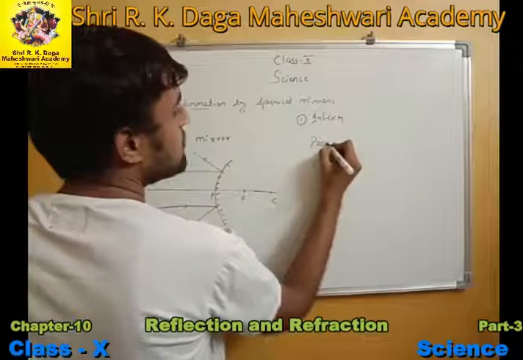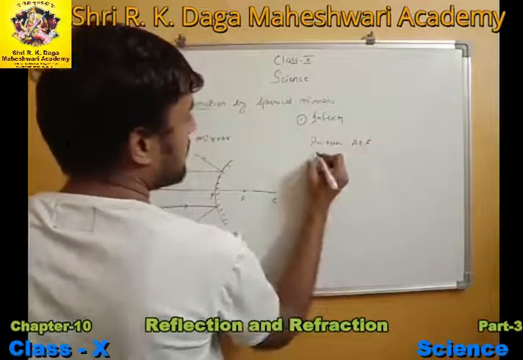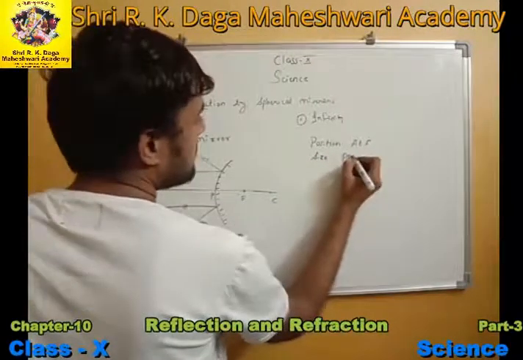So what is the position of the image formed? The image is formed at the focus. What is the size of the image formed? It is point size.